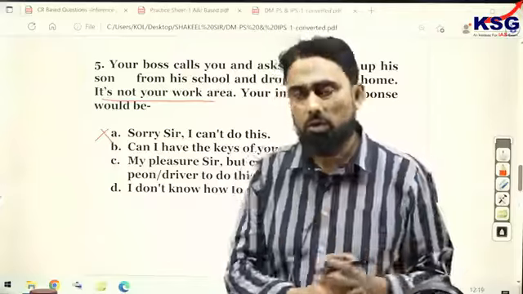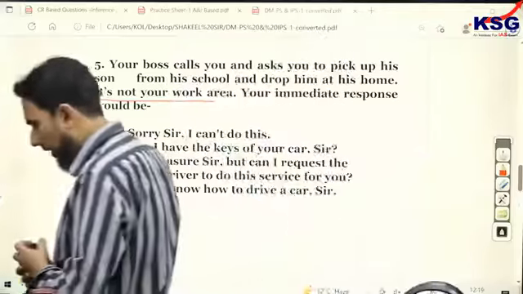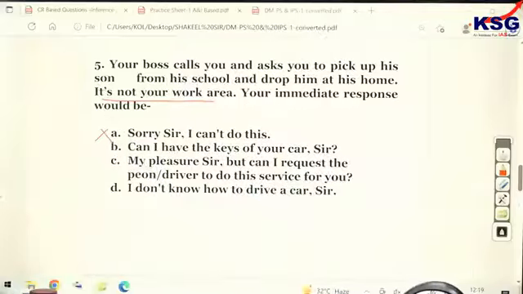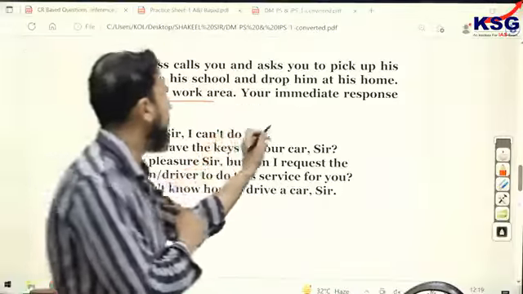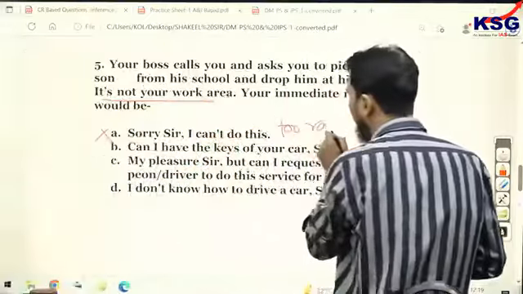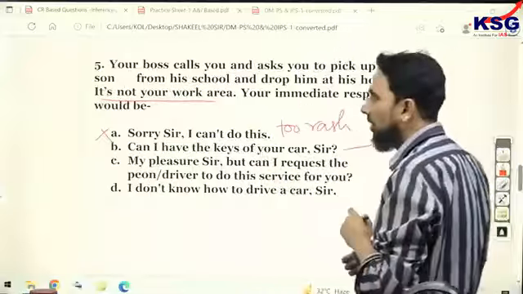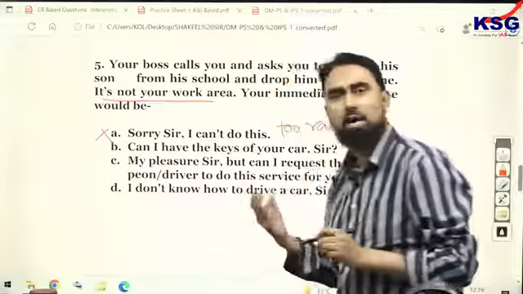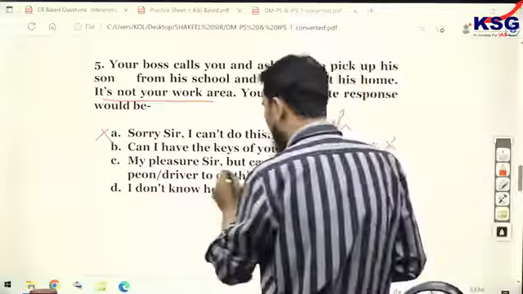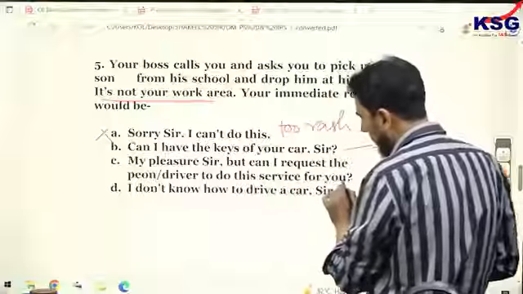Is it because he's bossy, he's got some attitude, he wants to actually put you down, or the reason is that there may be some very genuine reason also, and as a member of his team he can rely on you. Maybe there is a threat to his son's security, safety, right? So he relies on you. So by saying sorry sir, I can't do this is actually too rash and too dry. Can I have the keys of your car, sir? It is again very submissive and kind of flattering. C option, my pleasure sir, but can I request the peon or driver to do this service for you?